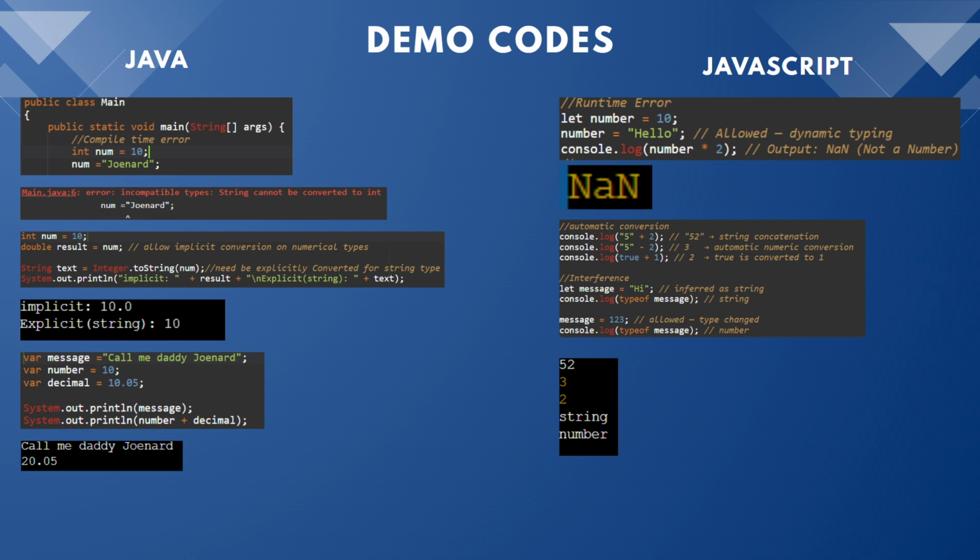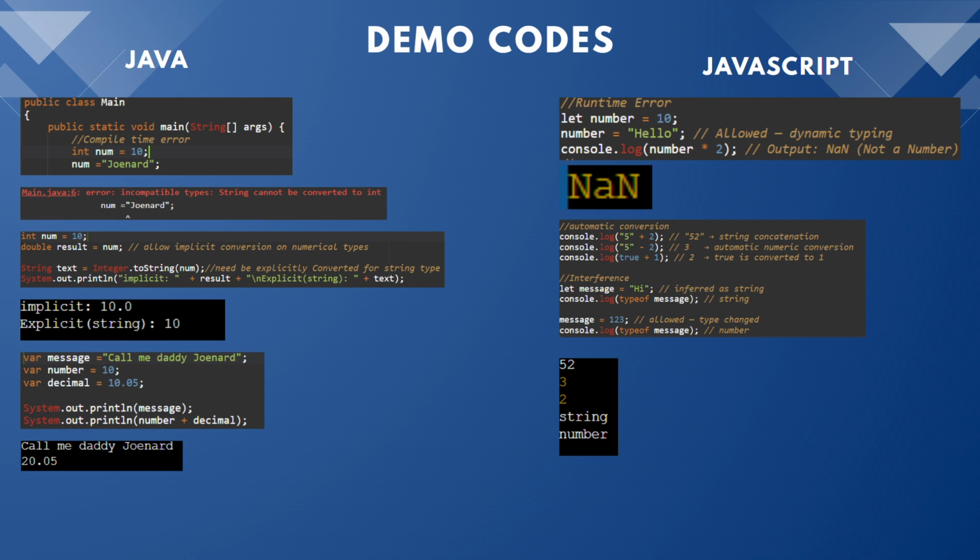Here, we can see the difference between Java and JavaScript in action. On the left, Java uses static and strong typing. When we try to assign a string to an integer variable, it throws a compile-time error. Java doesn't even let the program run. It also requires explicit conversion, like turning a number into a string with the Integer.toString function. Everything is type safe, and operations like number addition work exactly as expected.